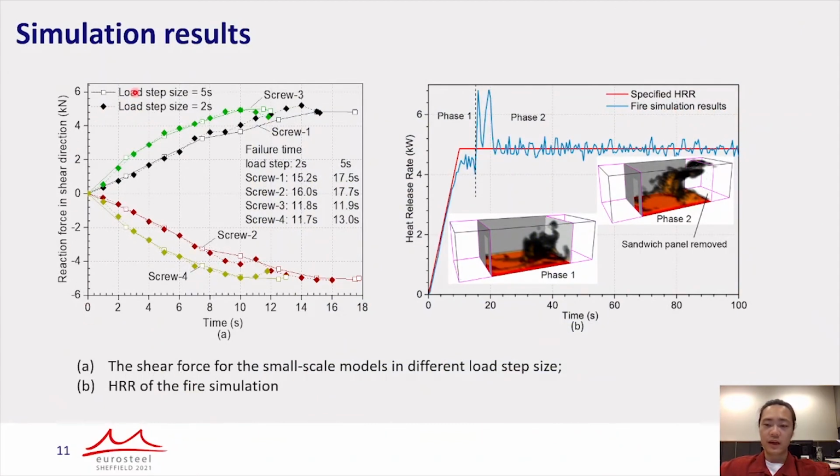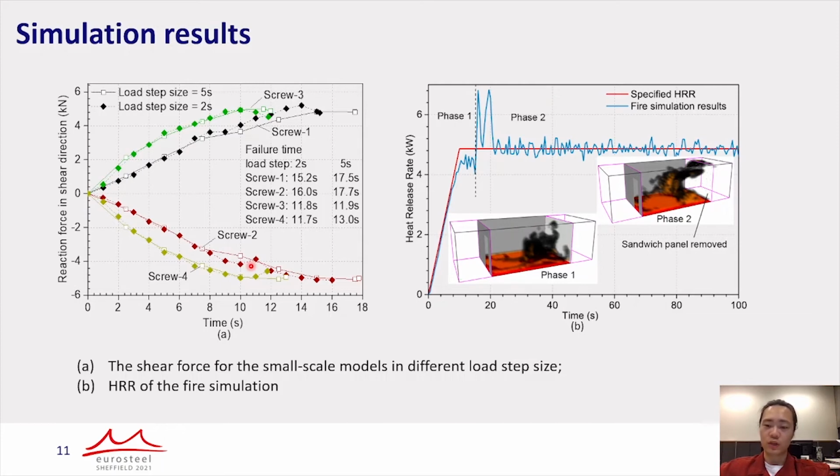The figure on the left side shows the reaction forces versus time of screw connections with different load step size. In other words, the spring stiffness in the global scale model is updated every 2 or 5 seconds, respectively. The results are comparable along the simulation path. However, screw failure times are determined more precisely for a smaller load step.